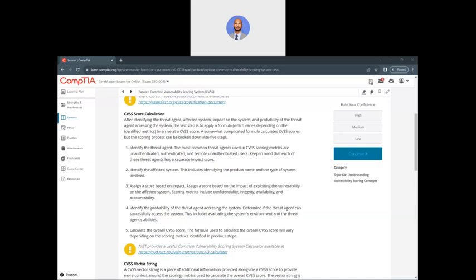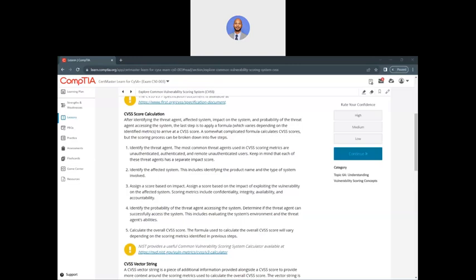Then you identify the affected system. This includes identifying the product name and the type of system involved. This might talk about the service, the operating system, or the type of server being attacked or that the scores are being written for. You would then use this information to assign the score.